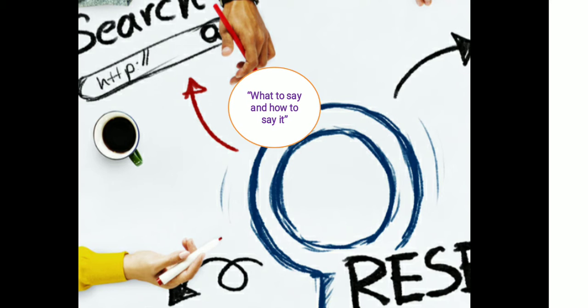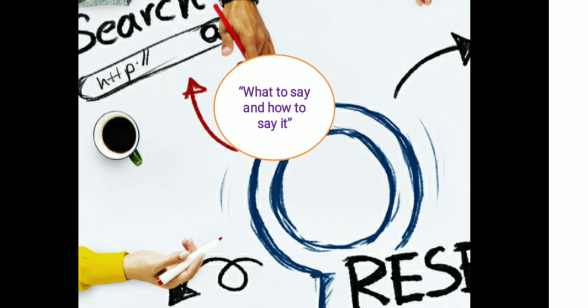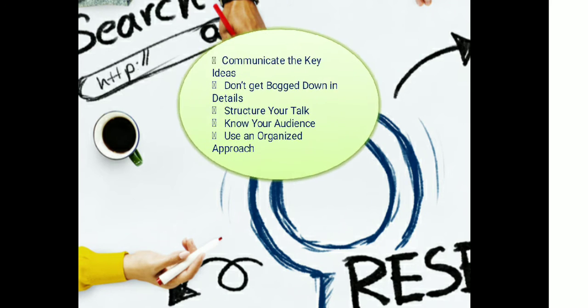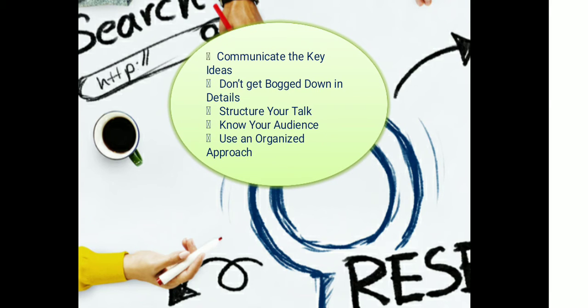What to say and how to say it. It is a choice and organization of material to be presented. The selection of material to include in a talk and how it is arranged and presented is crucial to success. Communicate the key ideas. Don't get bogged down in details. Structure your talk. Know your audience. Use an organized approach.